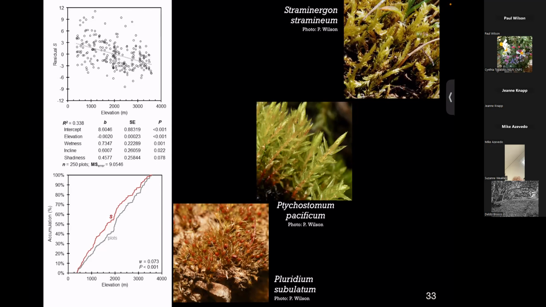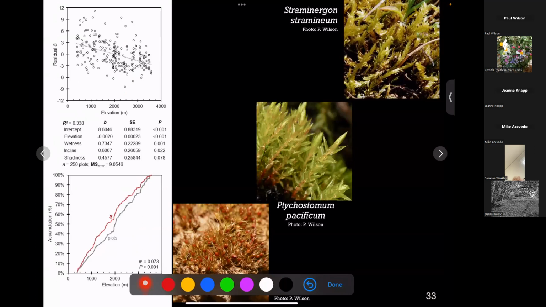If you look at it carefully, here's a p-value. And so elevation is a big predictor of species richness. Also wetness is, and not surprisingly, the wetter you go, the more species you have. But for elevation, the higher you go, the fewer species you have.